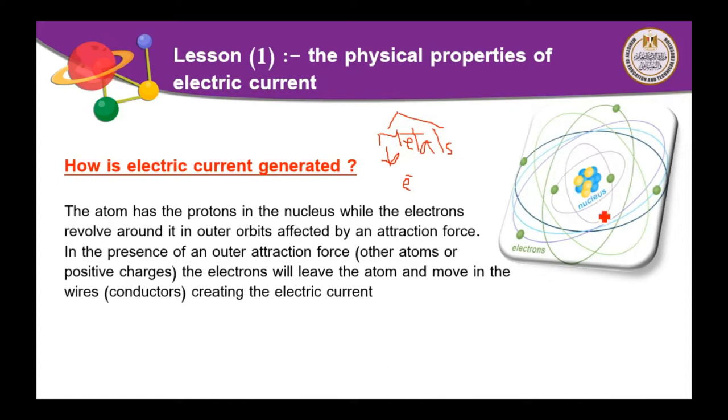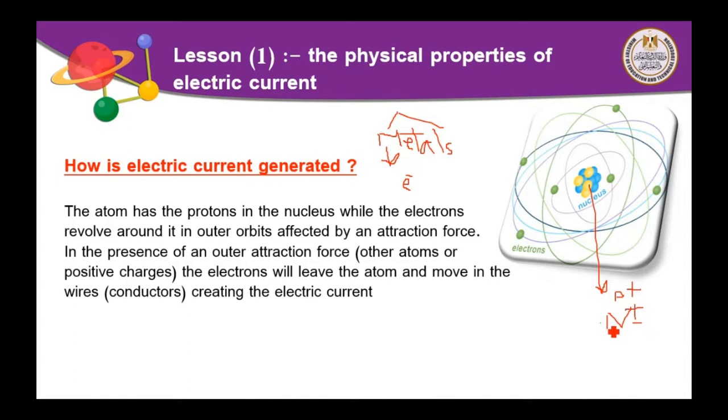An atom consists of a nucleus and there are many energy levels rotating around the nucleus. A nucleus has positive charge of protons and neutrons. Okay.